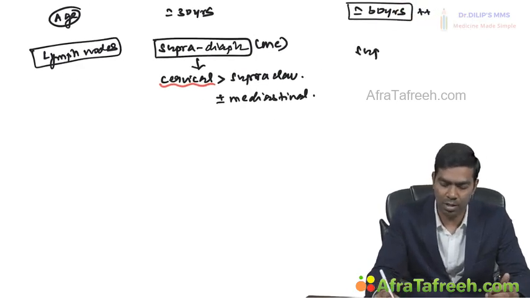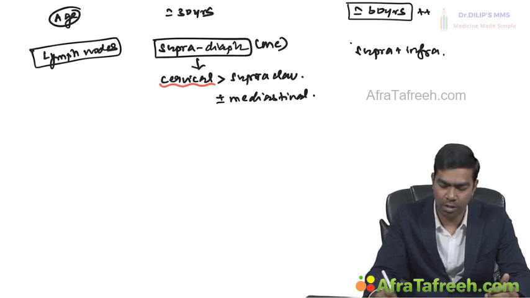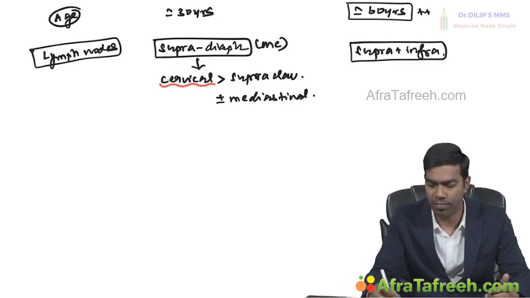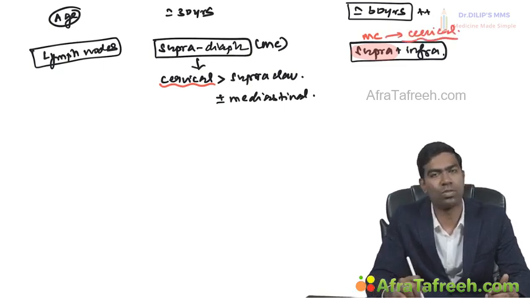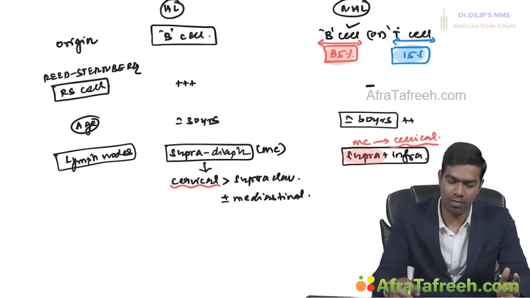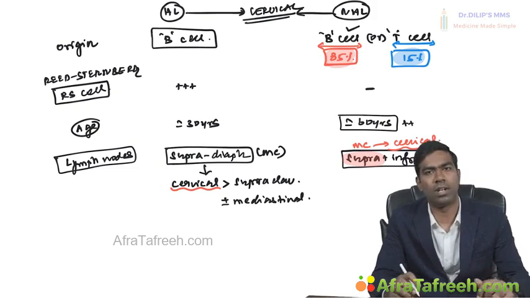Whereas in a non-Hodgkin lymphoma, it can be either supradiaphragmatic or infradiaphragmatic. Both can be involved in a non-Hodgkin lymphoma. Remember, even in a non-Hodgkin lymphoma, supradiaphragmatic is most common. Even there, cervical lymph node involvement is the most common. Clear? Which means both in Hodgkin as well as non-Hodgkin lymphoma, the most common group of nodes involved is the cervical group of nodes. That is why in any lymphoma, whether it's Hodgkin or non-Hodgkin, if somebody asks you what group of nodes is commonly involved, you have to answer it's the cervical group of nodes.